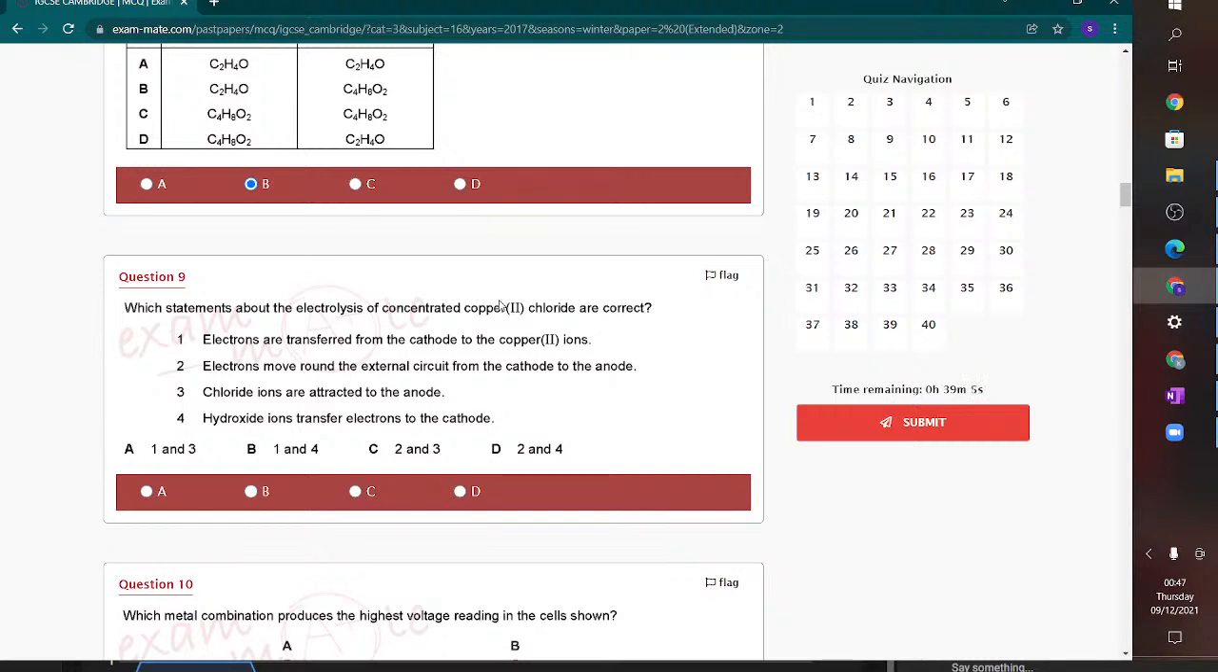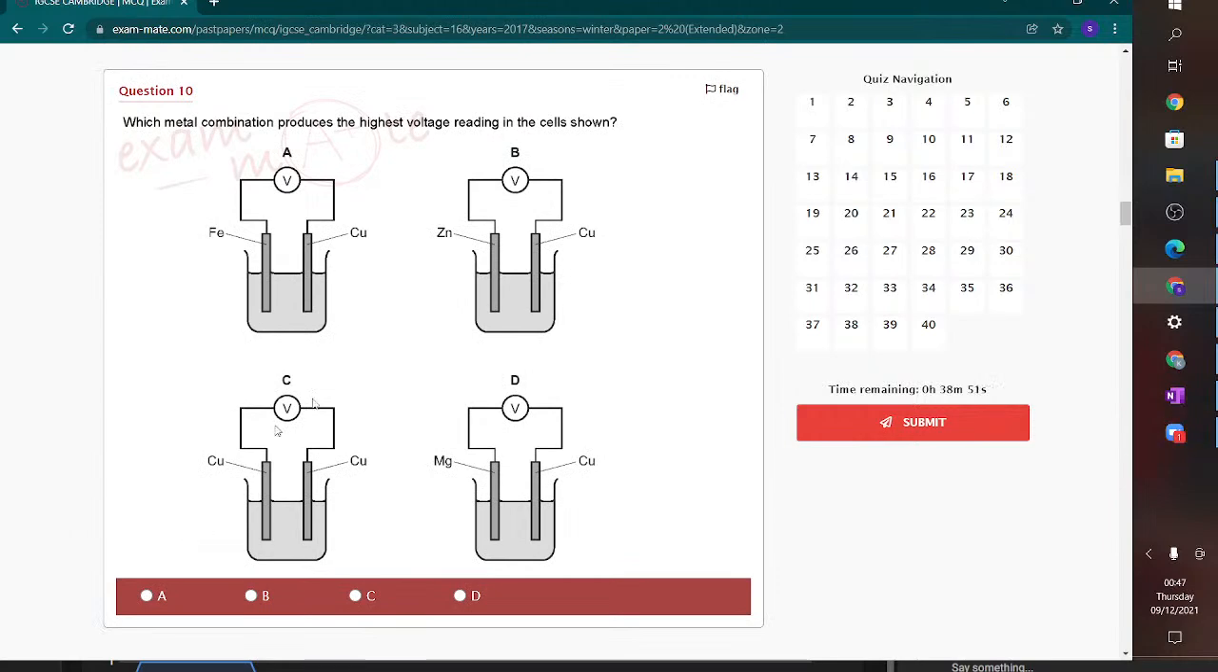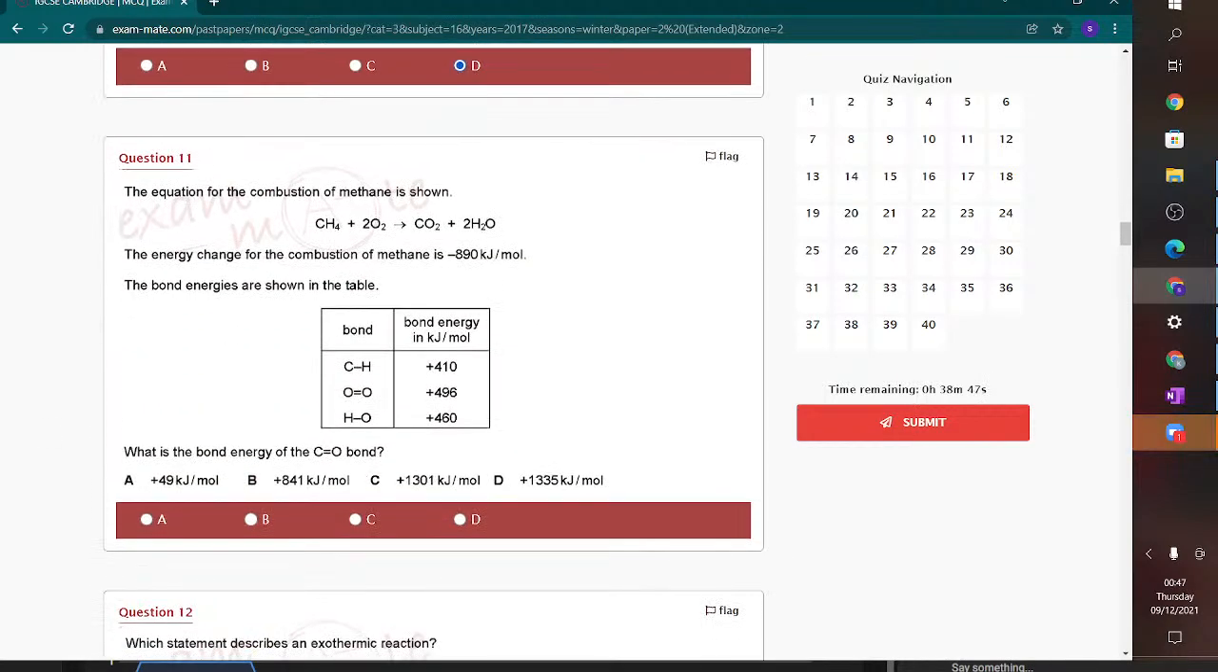Which statements about the electrolysis of copper chloride are correct? Okay, yeah, we did this one in the last paper. The answer is 1 and 3. 1 and 3, yeah. Okay, we did this one too. The answer was D.